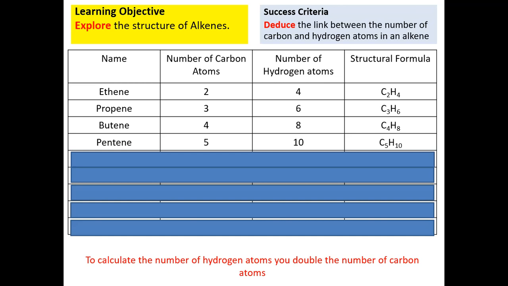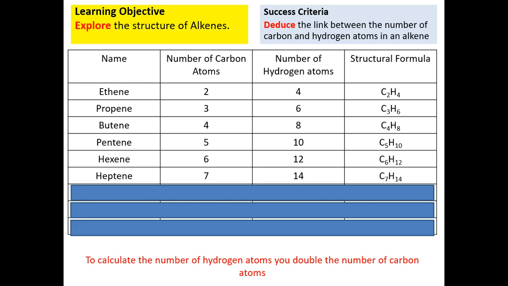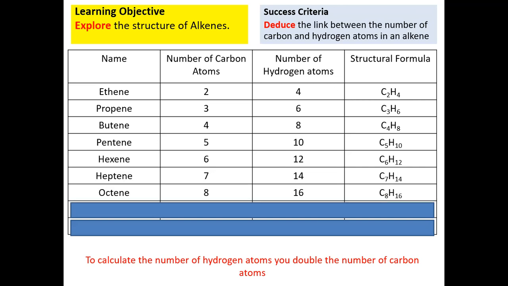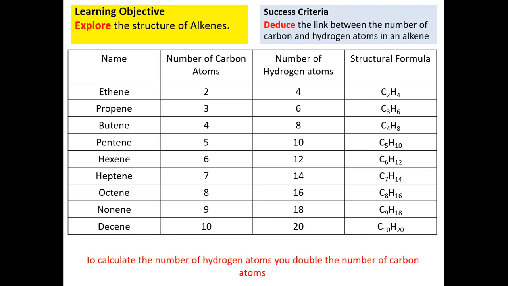So the next one would be hexene, which is 6 carbon atoms, 12 hydrogen atoms, C6H12. Then we've got heptene, 7 carbon atoms, 14 hydrogen atoms, C7H14. And then octene, 8 carbon atoms, 16 hydrogen atoms, C8H16. Nonene is the next one with 9 carbon atoms and 18 hydrogen atoms, giving C9H18. And lastly, decene, 10 carbon atoms, 20 hydrogen atoms, and the formula is C10H20.